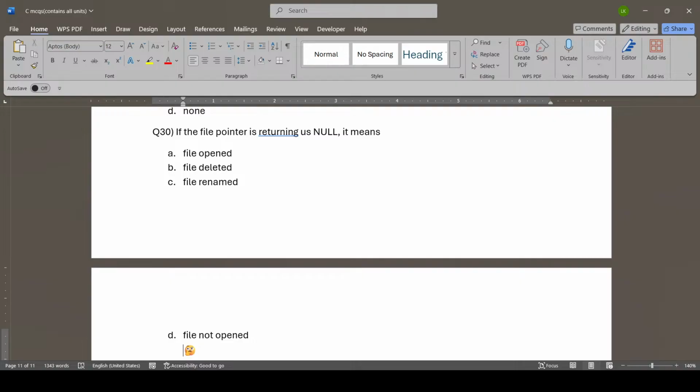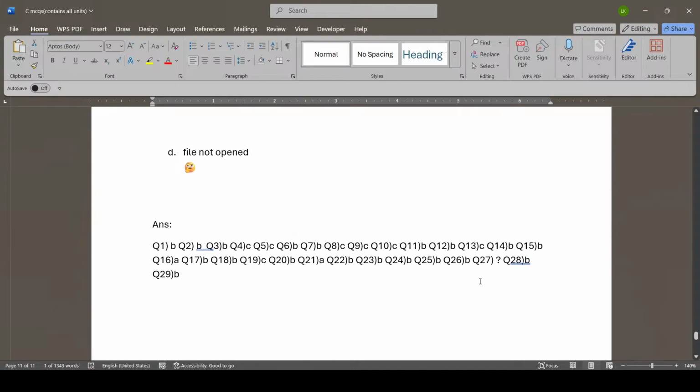So the answer is, whenever we use a pointer, and if it is returning null, it means the file could not be opened or could not be created as well. So that is the meaning of null. Okay, file open does not mean that it is returning null. Deleting also does not mean that, and renaming also does not mean that. So whenever the file is unable to open, then it is returning null. So question 30 is D.